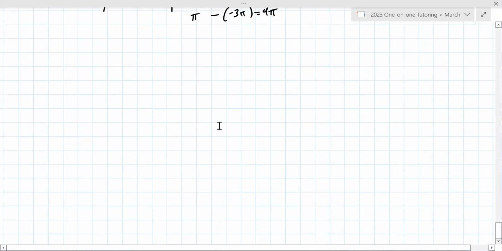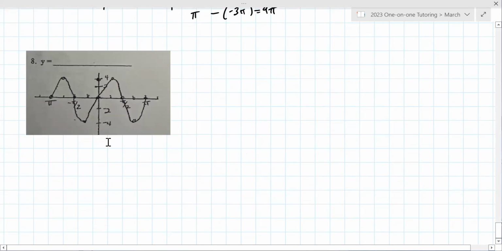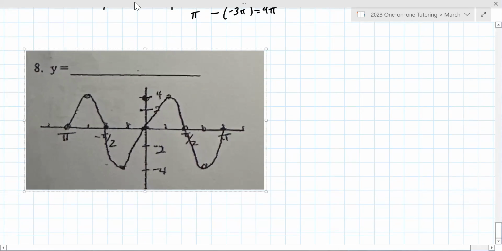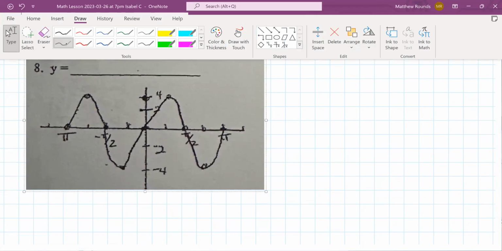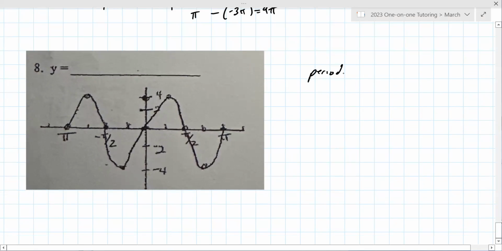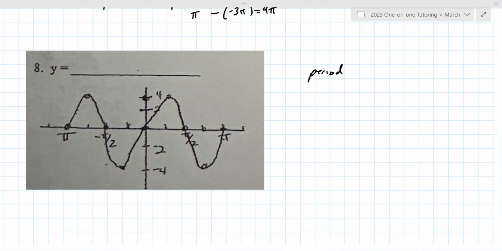All right, let's look at another problem. What I'd like you to do in this one is tell me the period. Start with just the period. So basically, peak to peak, valley to valley. Give me just the period value, or if you're not sure, ask some questions. So the period is pi.